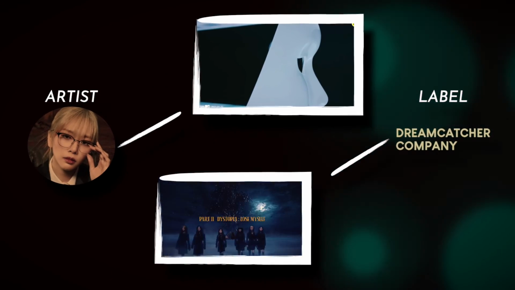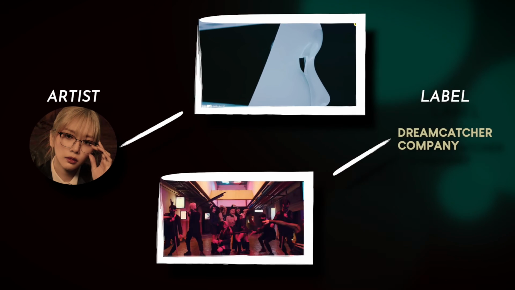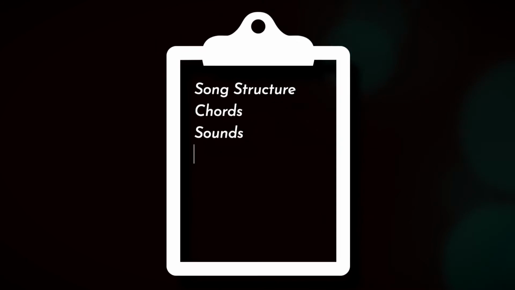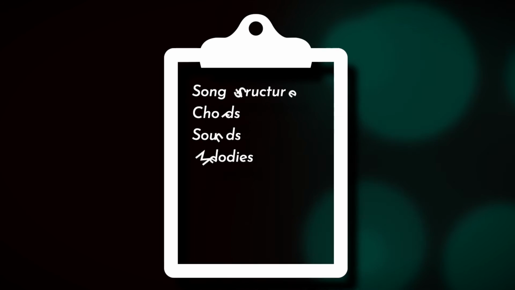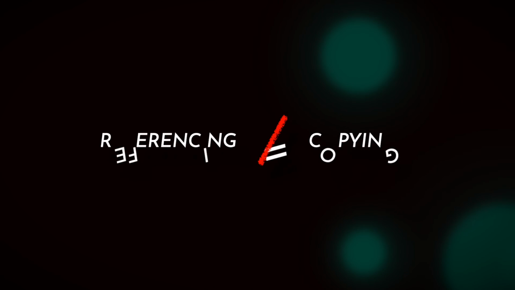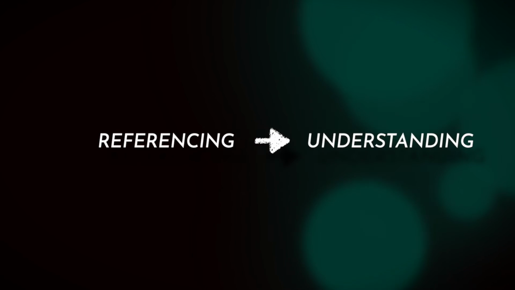So how does one use these references? Well, different people have different approaches, of course, but essentially you aim to analyze your references to figure out how they achieve the sound you yourself are after. You can look at song structure, chords, sound choices, melody patterns. Do keep in mind, however, that referencing does not mean copying a song directly. Rather, the aim here is to understand why a song works a certain way and then use this understanding to create your own unique song.